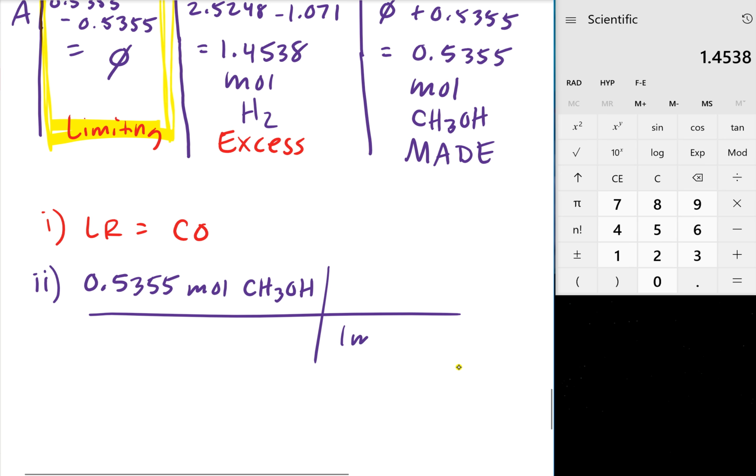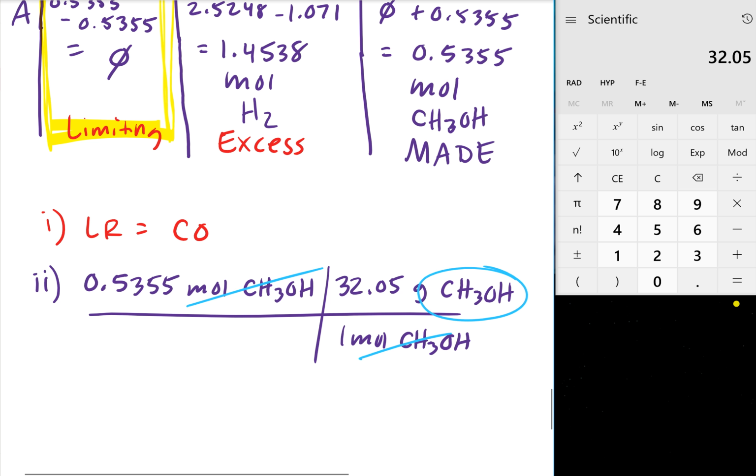We're going to take this, and real quickly we'll calculate the molar mass of methanol. You have carbon plus 3 hydrogens plus oxygen and another hydrogen. A molar mass of 32.05. Moles cancel, you're left with grams of CH3OH. So I take that value in my calculator and multiply it by 0.5355.